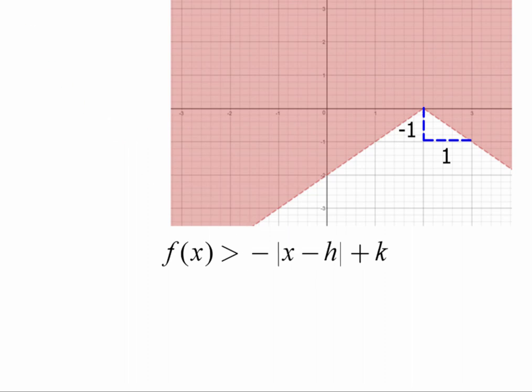So it's going to look like this, just negative absolute value of x minus h plus k. And now I use my vertex. My vertex is right here at 2, 0. So h is 2 and k is 0. All right, so my inequality looks like this. Negative absolute value of x minus 2, and then because k is 0, I don't have to put anything there at all. So that is how you graph an absolute value inequality and how you write an absolute value inequality from a graph.